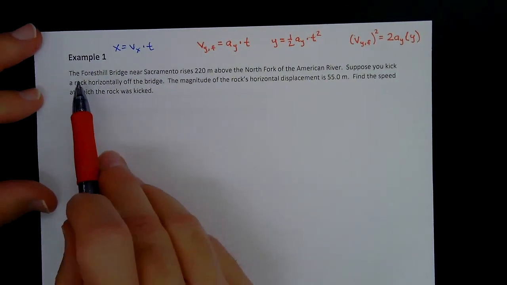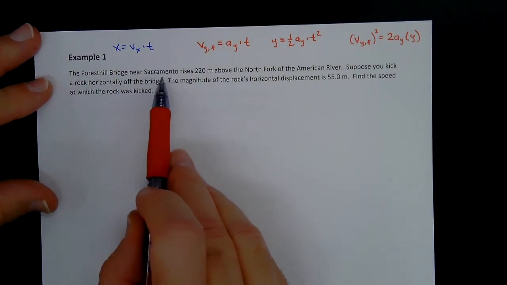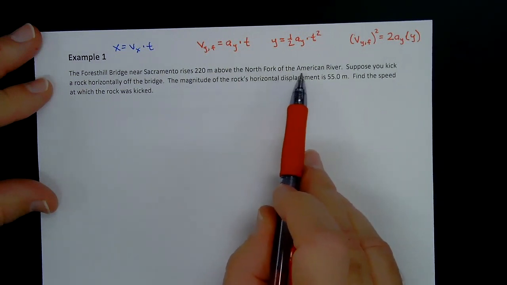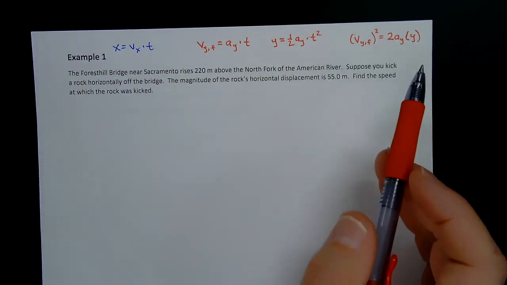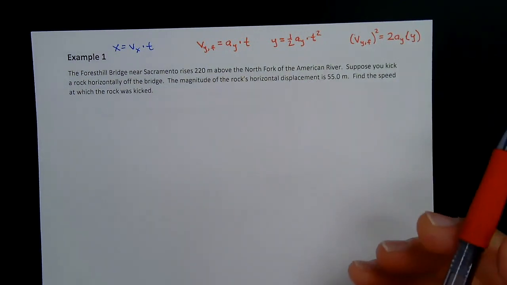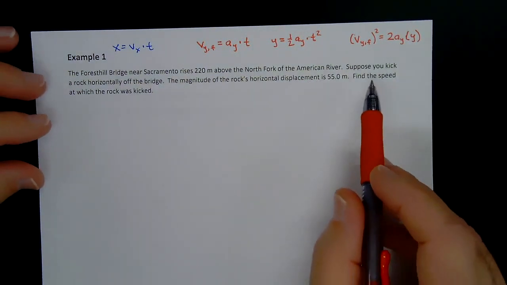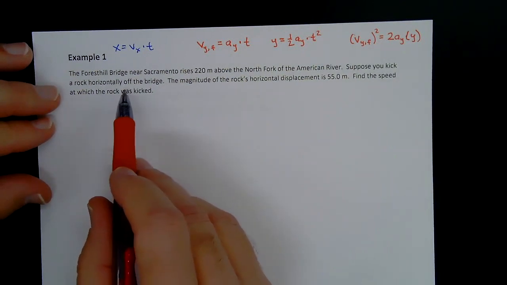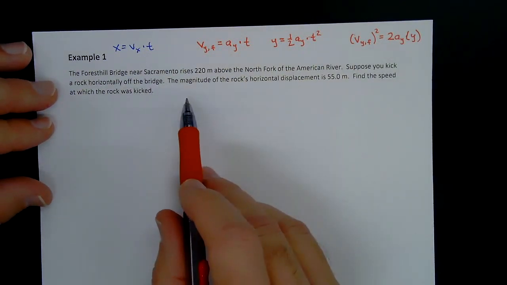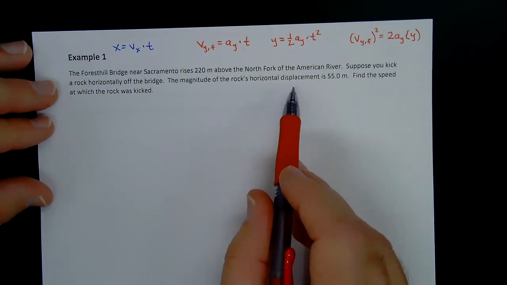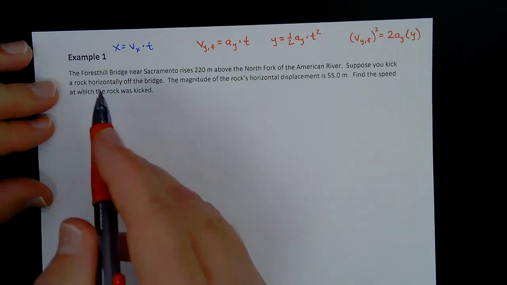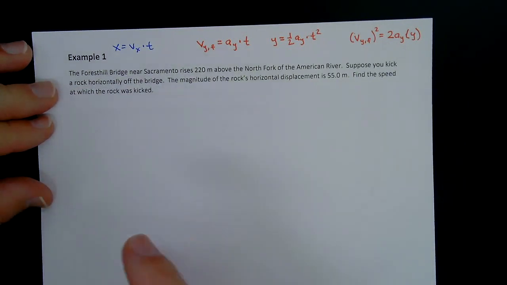Okay, this next problem. The Forest Hill Bridge near Sacramento rises 220 meters above the North Fork of the American River. So there's this bridge. It's 220 meters above the river. Suppose you kick a rock horizontally off of the bridge. The magnitude of the rock's horizontal displacement is 55 meters. So you're going to kick this rock in a specific way, horizontally, so straight across.